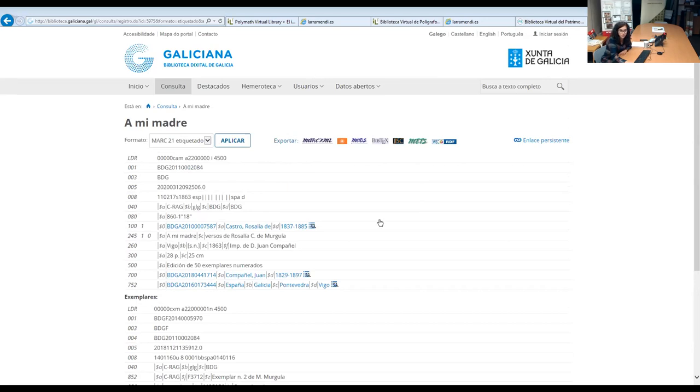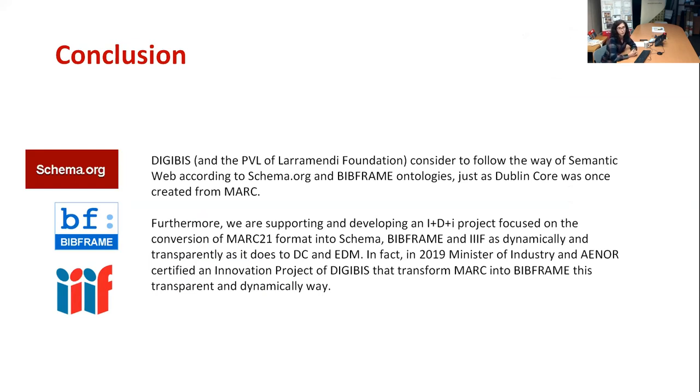And well, turning back to the presentation. So what's the future for our DIGIBIB program? DIGIBIB and also the Lara Mendi Foundation consider following the way of the semantic web according to schema.org and BIBFRAME ontologies, just as Dublin Core was once created from MARC. We are supporting and developing an R&D project focused on the conversion of MARC 21 format into schema, BIBFRAME, and IIIF, the same way it does now, dynamically and transparently, to and from Dublin Core to Europeana Data Model, for example. And in this way, two years ago, the Minister of Industry certified an innovation project of our company that also worked on this transformation from MARC into BIBFRAME.